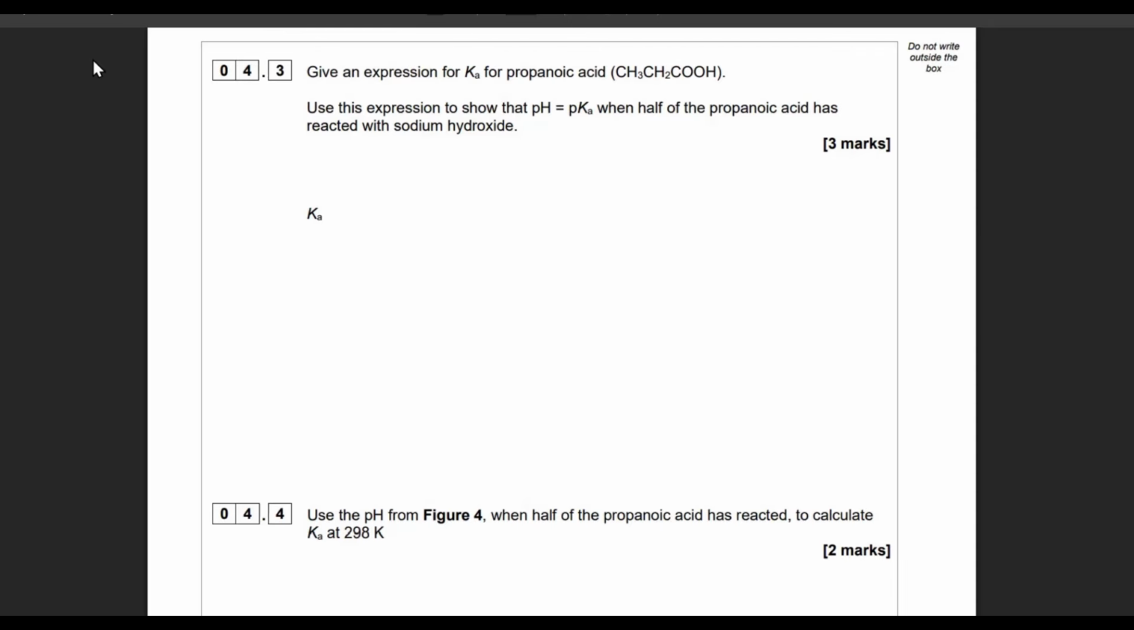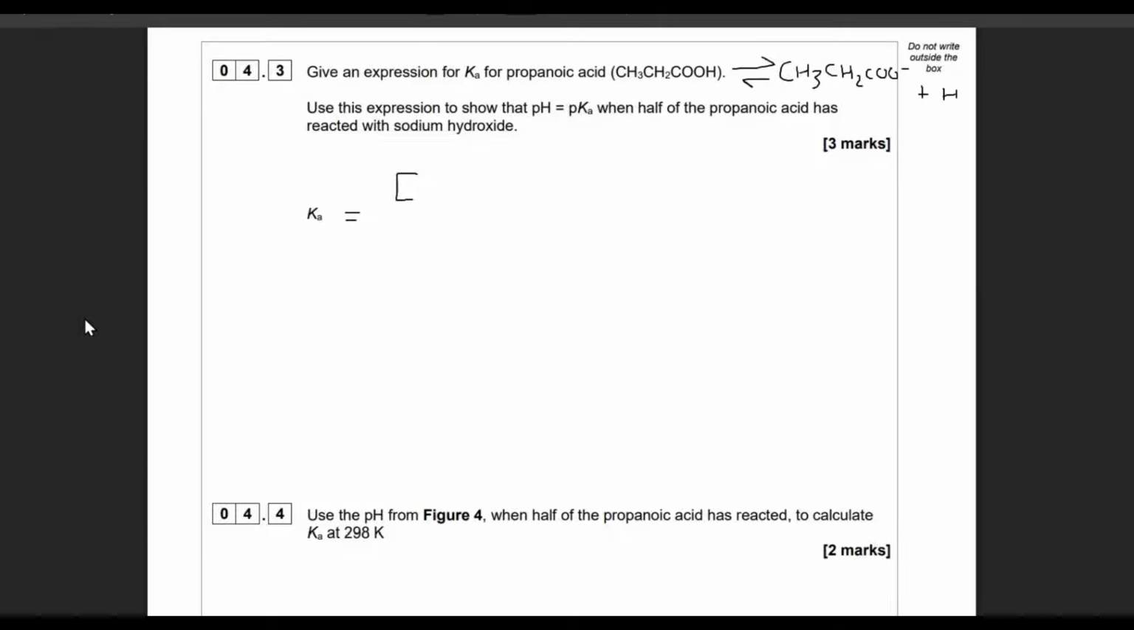Right, 4.3. Give an expression for Ka for propanoic acid, CH3CH2COOH. Use this expression to show that pH equals pKa when half the propanoic acid has reacted with the sodium hydroxide. Now, pause the video, have a go at this on paper. This is purely theoretical, no maths needed. Okay, think about the dissociation equation.